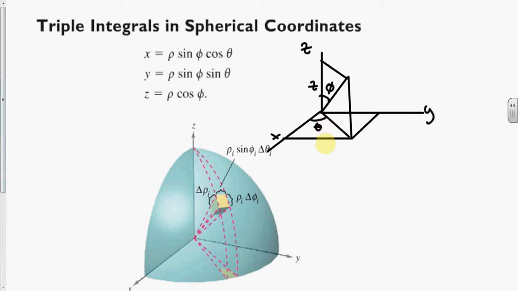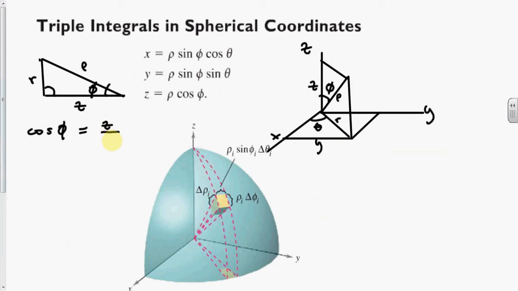Z. This is R, Y. That's rho. So if I pull that top one out, cosine phi is this C over rho, and sine phi is R over rho.